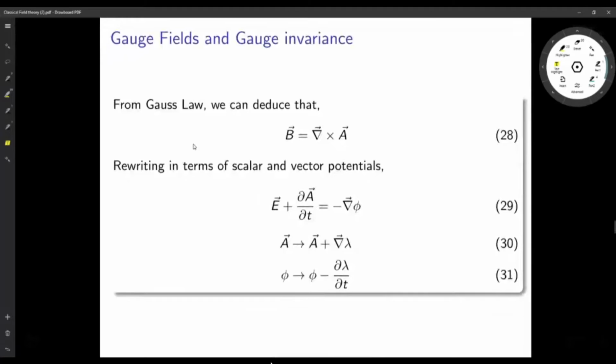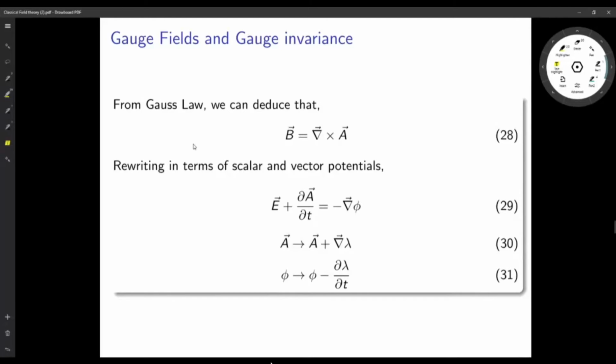So again, this is another talk that I think Pugel has done before about gauge symmetry and gauge fields. I was not there, but I think you can take a look at that for a much more detailed explanation on this topic. But I'm just going to very vaguely tell you what a gauge field and a gauge invariance is. Right. So from Gauss's law directly we can derive equation number 28, right? So B vector is just your nabla cross A vector, right? So what this A is is our question here, right?